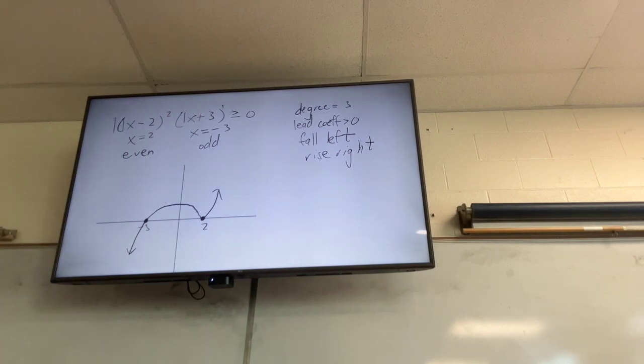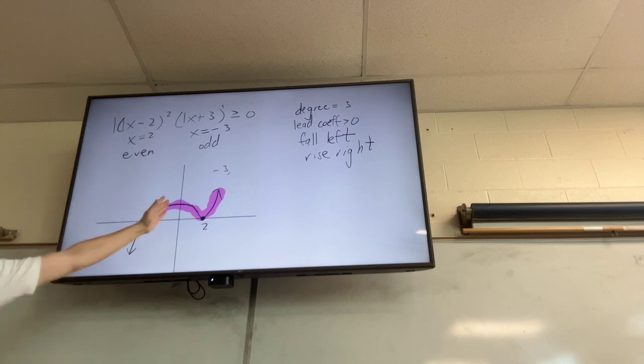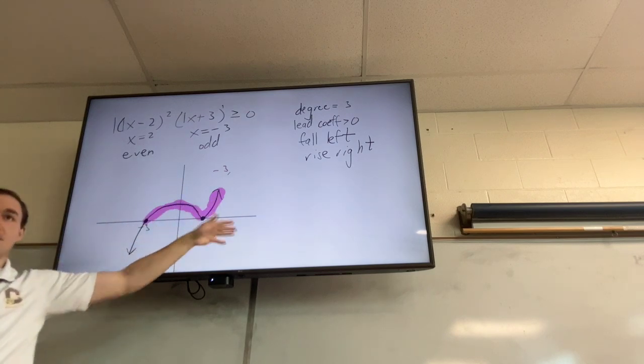Where do I shade? Above the horizontal axis, right? Because it's a greater than or equal to. All right? So what's my answer then? What's the leftmost point in the shaded region? Negative 3. What's the rightmost point? Positive infinity.